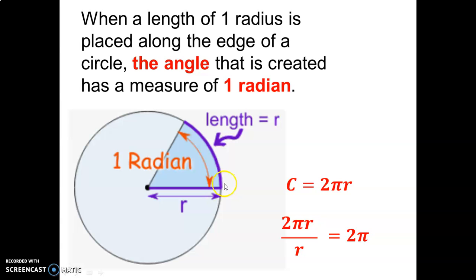So we just found out that 2 pi, which is a number, about 6.28, there are about 6.28 of these lengths around the outside of a circle. Very important to know: 2 pi radians in one circle. So there's 2 pi of these angles, 6.28 of these angles that go around in a circle to make 360.